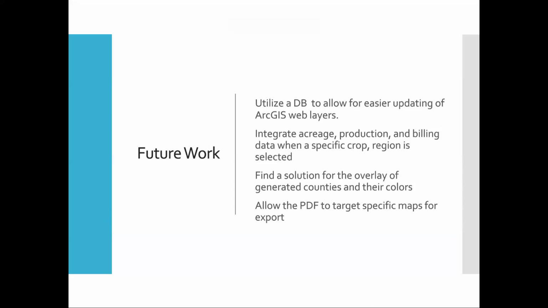Furthermore, there's more information such as acreage, production, and billing data for each specific crop and region, which can be integrated using said database. We can find a solution in overlays for the generated counties and their colors. And finally, we can use the ArcGIS/Esri React integration to allow a PDF to target specific maps for export.